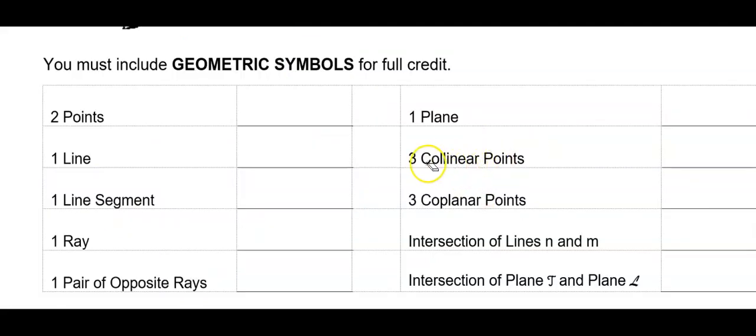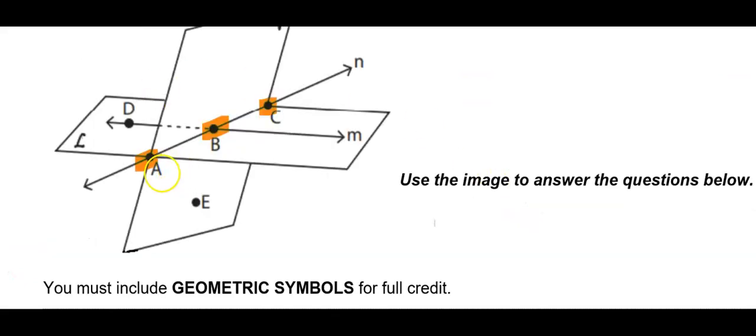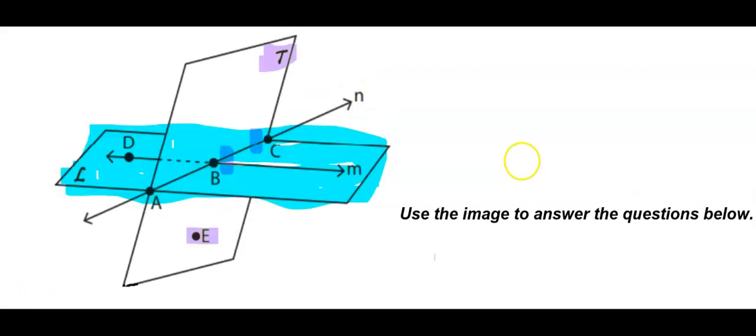Now, when we have to answer these 2 questions, 3 collinear points and 3 coplanar points, let's look at collinear, as represented by A, B, and C. They're on the same line. If we were going to look at coplanar, we could look at plane L and points D, A, B, C. They're all in that same plane. However, we could not list E because E is part of plane T, which is in purple.